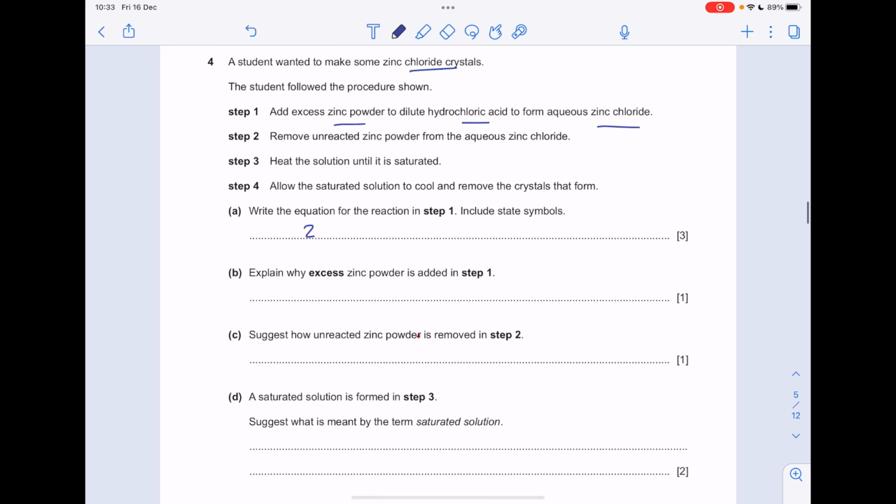So we know we've got zinc powder, it's a solid. Hydrochloric acid is an aqueous solution. We're making zinc chloride, just to show you why that's the formula. You've got Zn2+ Cl-, which is why you need 2 chloride ions. And we're making the gas H2. Don't forget your state symbols. And then just make sure it's balanced. We need a 2 here. We've got 1 zinc, 2 hydrogens, 2 hydrogens, 2 chlorines, 2 chlorines.